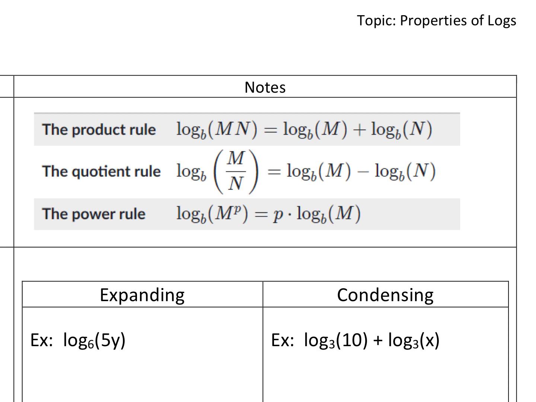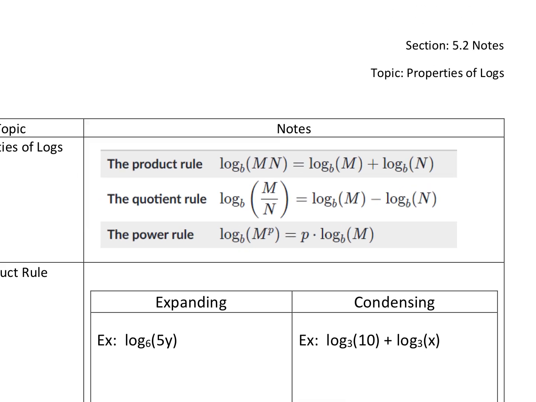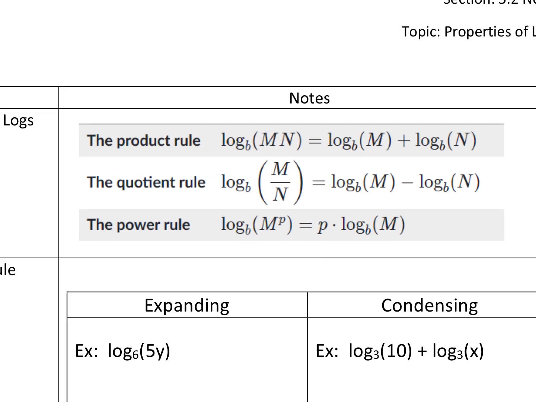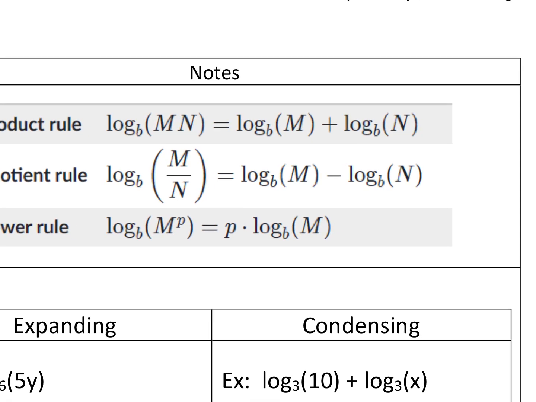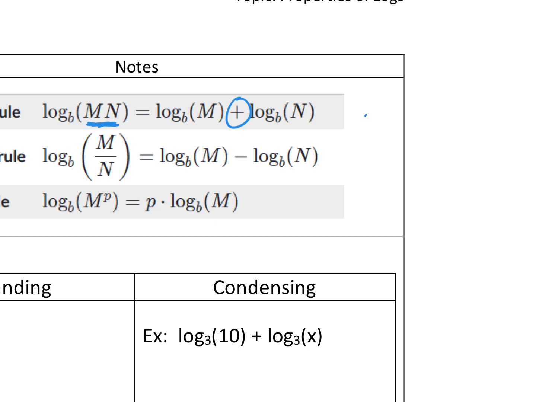So the properties that we have are these 3 right here. So the first one is the product rule. And when I say product, what math word automatically comes to your mind? Multiplication. So multiplication is interchangeable with addition. So those of us who love to draw hearts and little things on our notes, today's your day, because multiplication and addition are going to go together. That's what the product rule states. These 2 are interchangeable.